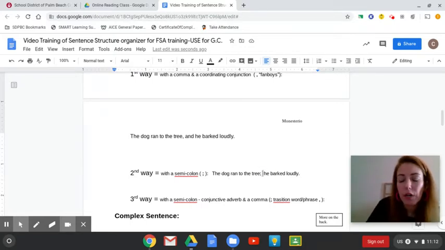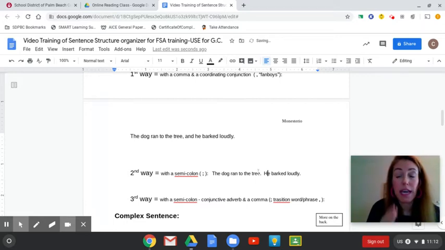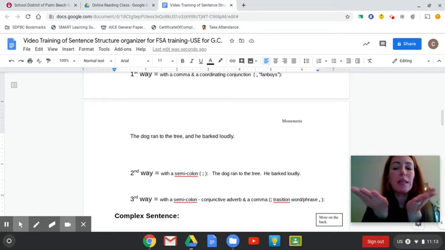So what I was saying before, you could put a period there. I'm going to show you. I could have put a period right here after "The dog ran to the tree," and then I would have to capitalize "he," because it's now the beginning of my sentence. That's a complete thought, and "He barked loudly" is a complete thought. So I could have had a period there because I have two complete thoughts. They could have been two sentences. But I decided to link those two independent clauses together to make one sentence, so I have a compound sentence.